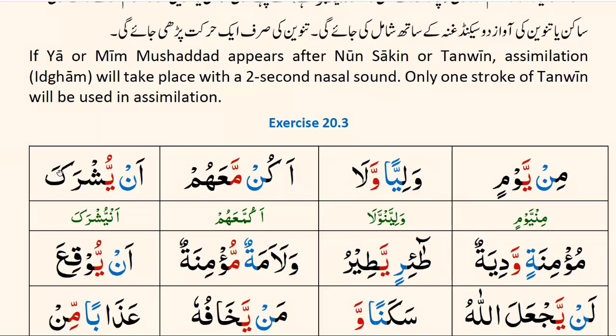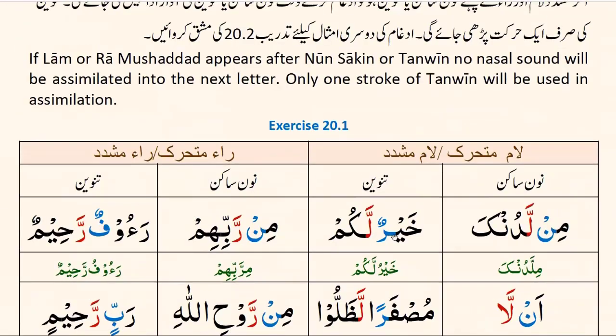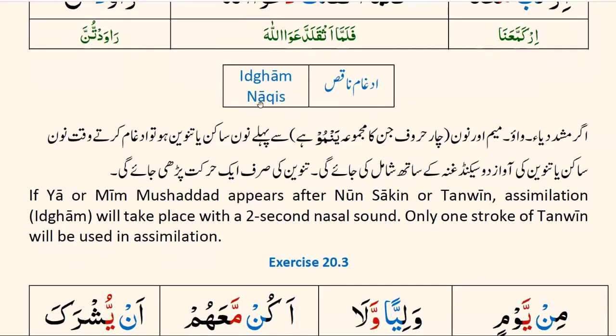So hopefully it's making a bit more sense as to how you could hear the nasal sound in these examples, but in the examples above, you couldn't hear any nasal sound at all. And those are the 2 different types of idgham that you are all expected to know, idgham naqis and idgham kamil.